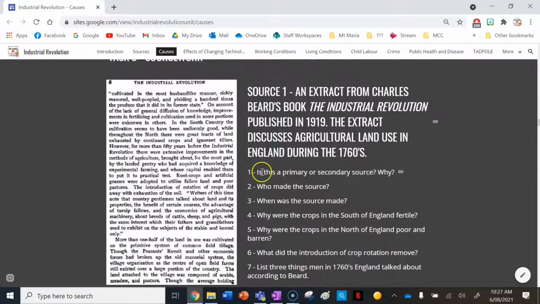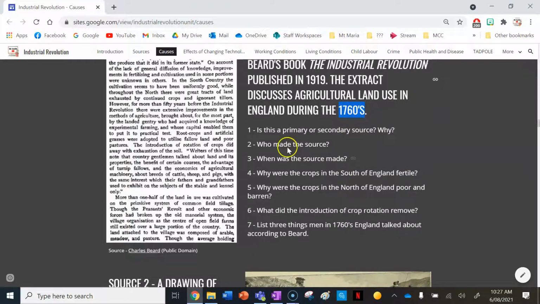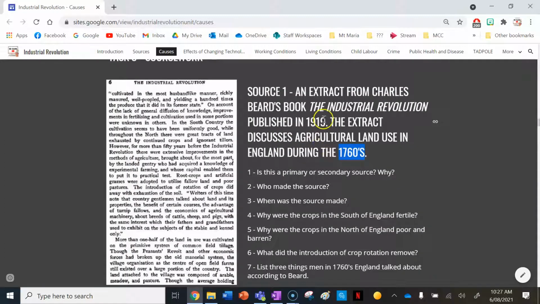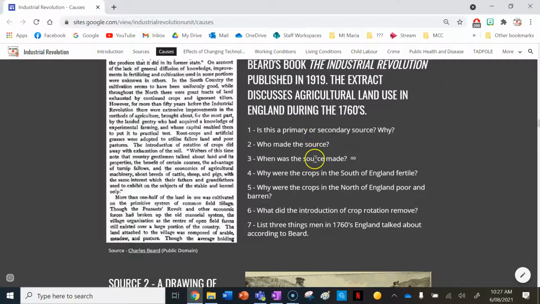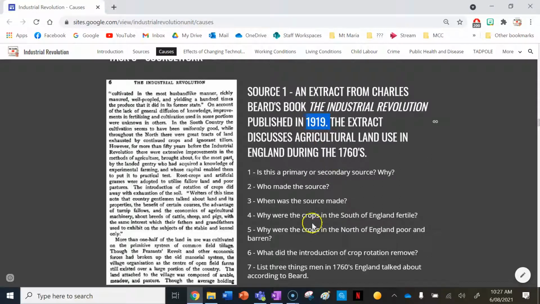So let's have a look at these questions here and answer them together now that we've read the source. Number one, is this source a primary or secondary source? Why? Well, it is a secondary source because it is made in 1919, but it's talking about agricultural practices and the things farmers discussed in the 1760s. Who made the source? We've got Charles Beard. He is the author of the book. When was the source made? It's 1919. So the first three are pretty easy.